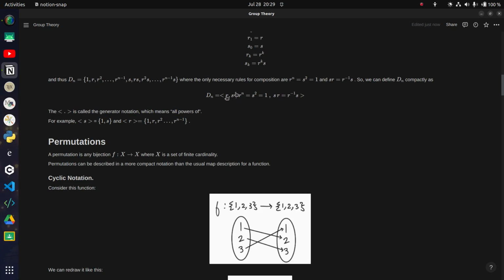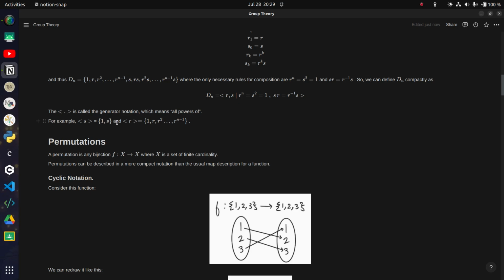Okay, so finally getting to this definition. These triangle brackets are the generator notation, which means all powers of. So for example, when the generator is small s, then that's all powers of s: s power 0, s power 1, s power 2, and so on. Even the other integers, like s power negative 1, are there. So it's just 1 and s, because s square is 1 and s power negative 1 is s. In the simplest terms, it's s power 0 and s power 1.